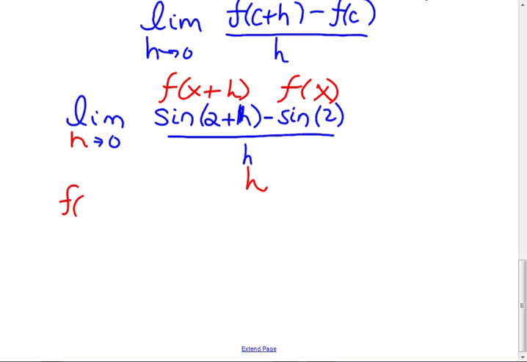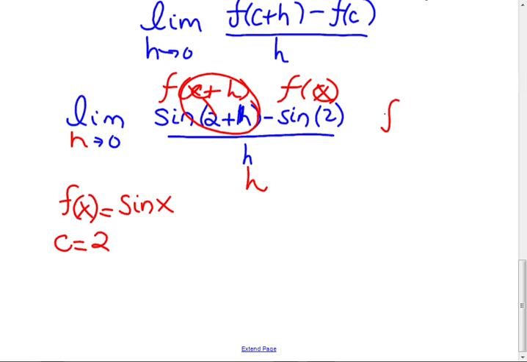What's my function? This is x plus h. What's the function? The sine of x. And what's my c value? Where am I taking the derivative? At 2, not 0. If you want to call it c, you may call it c. So c is equal to 2. So I can do that easily. So that's the derivative of the sine function. So f prime of x, what's the derivative of the sine, you remember? Cosine. And I want to find f prime of 2, so it's the cosine of 2.